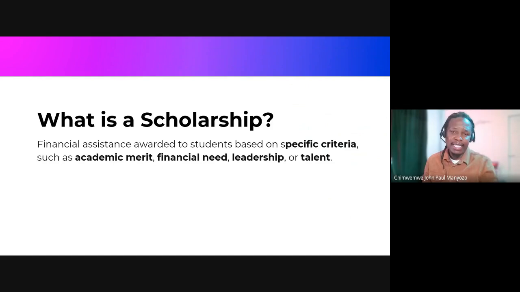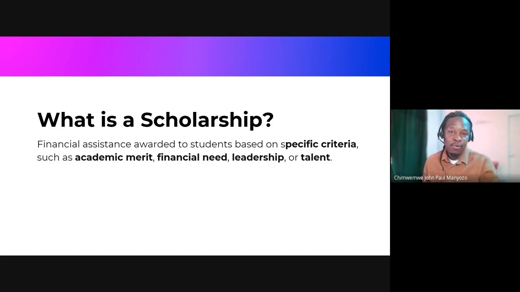The last thing is talent, talent, talent. So there are some scholarships that will make it very clear that they are looking for people that are talented in different fields. So there are athletic scholarships that are provided to people that have demonstrated that they have a gift either in playing tennis, football, netball, basketball, any of the other sports that you can think of.